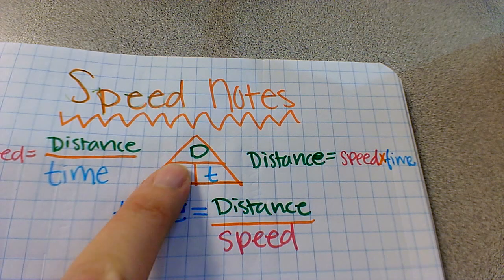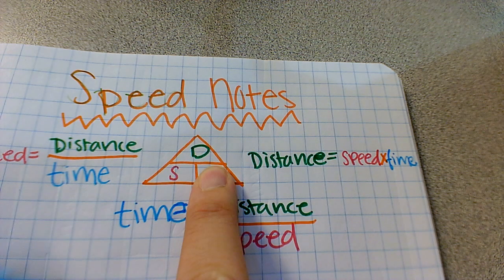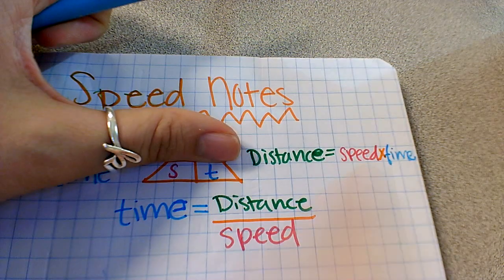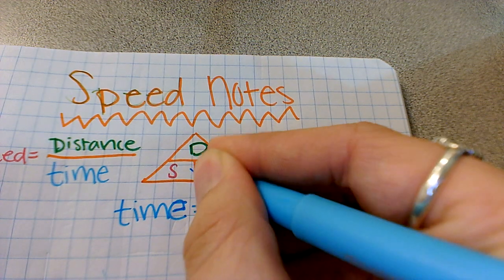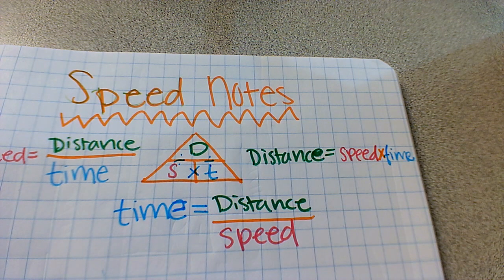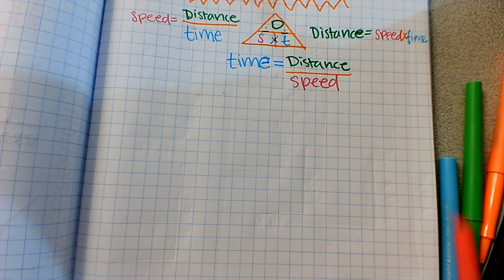So, if you're looking for speed, it's distance over time. If you're looking for time, it's distance over speed. If you're looking for distance, it's speed times time. So, it would look something like this. Okay? So, once you're done writing that, underneath there, we're going to talk about motion.